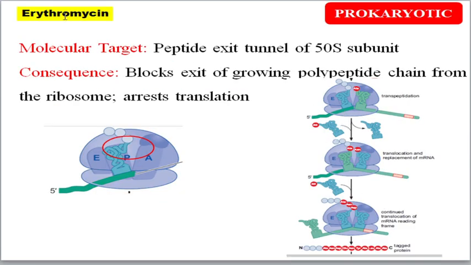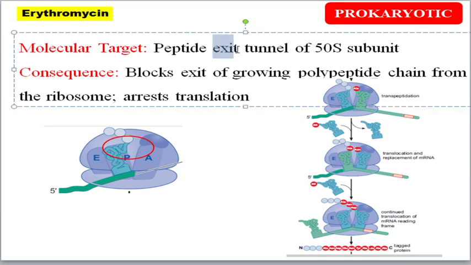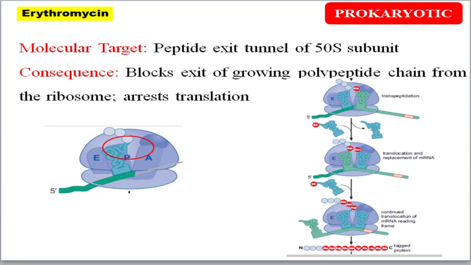Next, erythromycin. It has activity on prokaryotic cells, and the molecular target for erythromycin is the peptide exit tunnel. The exit tunnel is the point through which the synthesized polypeptide comes out of the ribosome and then out of the cell to participate in various functions. So erythromycin will disturb the activity of this peptide exit tunnel, which is located in the 50S subunit.